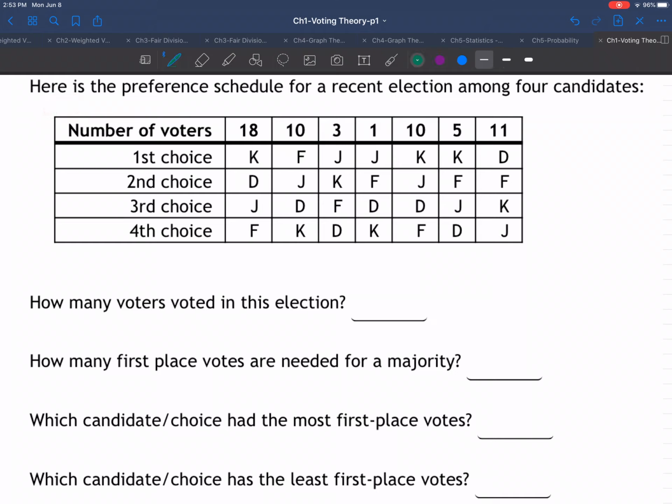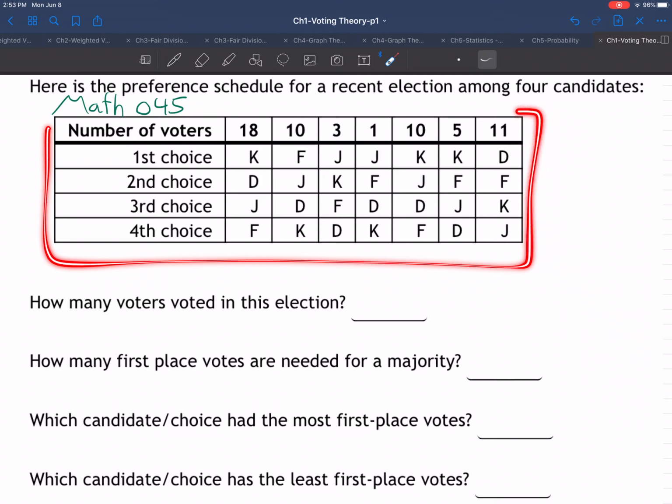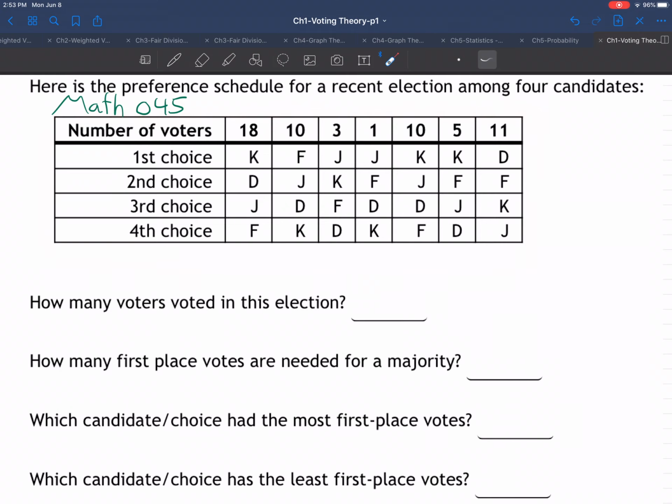Let me write that up here. So this is Math 45. This is a voting theory example, guided notes. So here's how it would look. So here's an example problem, and I'm going to guide the students through this question. First question, how many voters voted in this election?